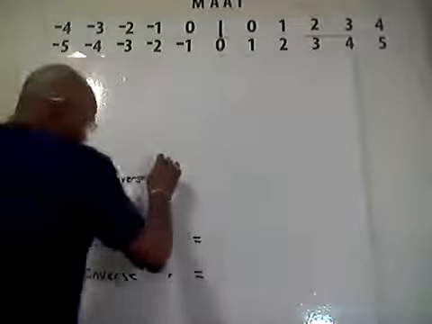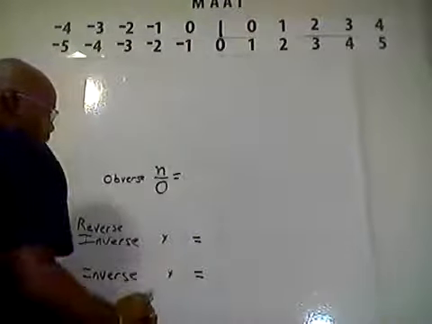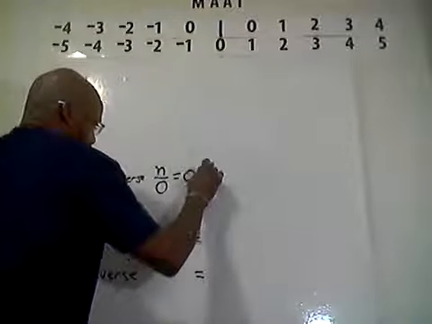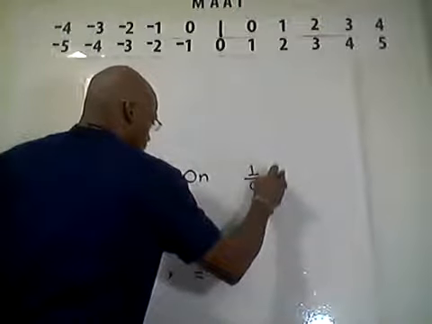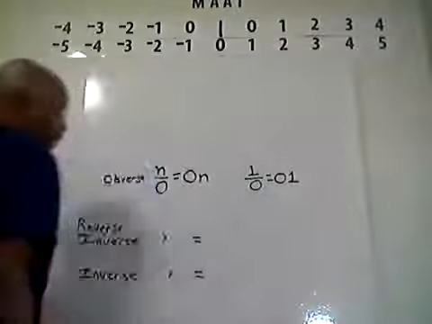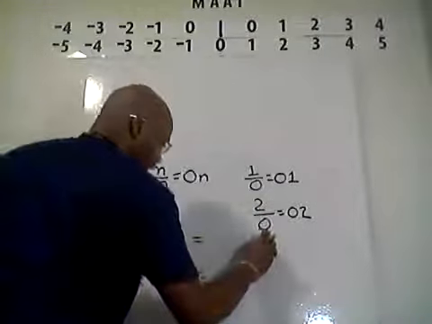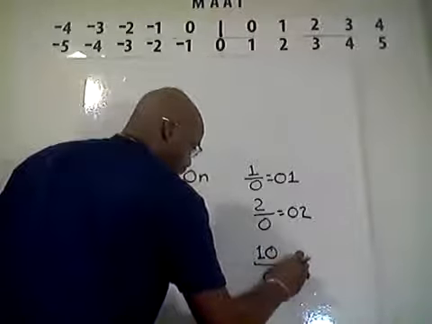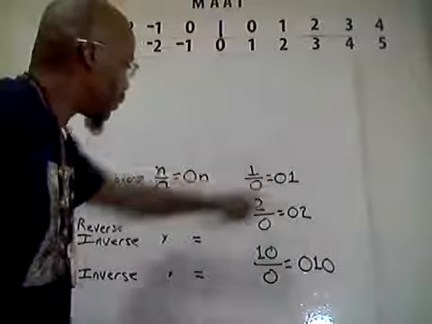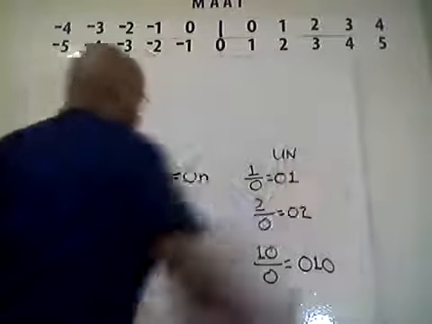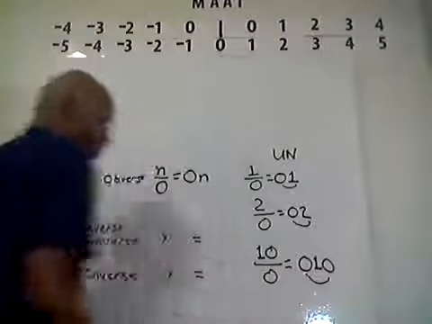But we'll do n divided by 0. That n stands for any number, y'all. Any number divided by 0 equals 0n. So this is just a little side note. If this was 1 divided by 0, it equals 0, 1. If that was 2 divided by 0, it would equal 0, 2. If that was 10 divided by 0, it would equal 0, 10. Okay? So any number divided by 0 equals 0n, and thus this number is said 1 on, 2 on, 10 on. So it's said on. You see that?